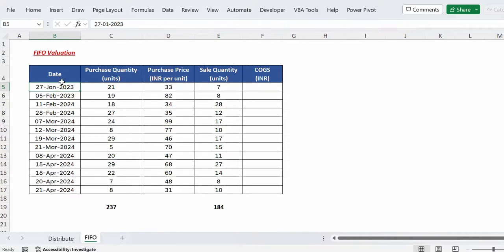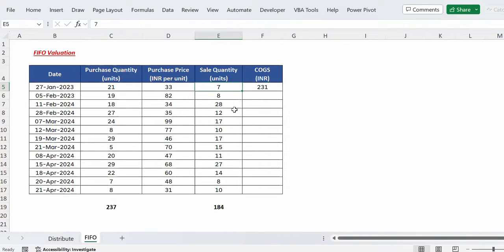So let's say we have 27th January. On 27th January we purchased 21 units of a particular good, each at a price of 33 INR per unit, right? So 21 units at a price of 33 each. Then on this date, 27 January, we sold 7 units. So out of 21, we sold only 7 units. So the cost of goods sold will become 7 into this particular price. This will be the cost of goods sold on the first date, that is 27 January.